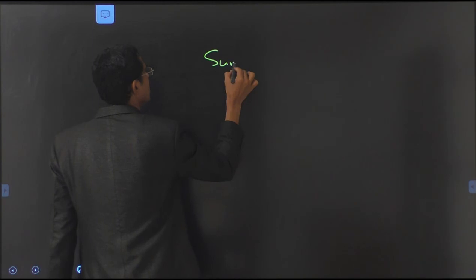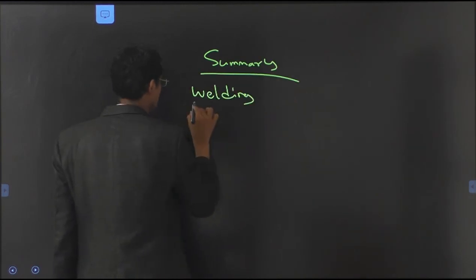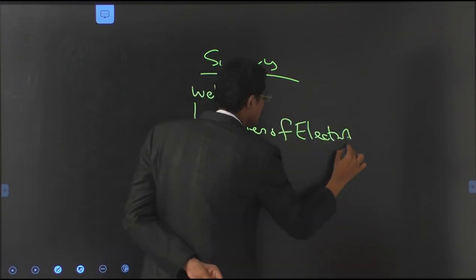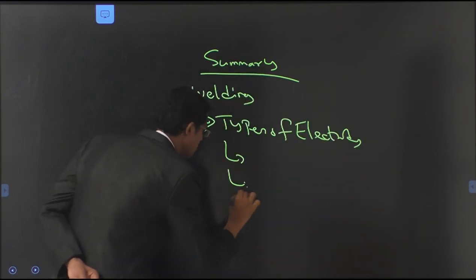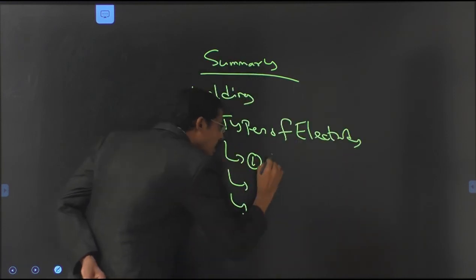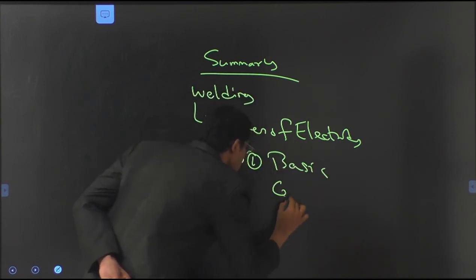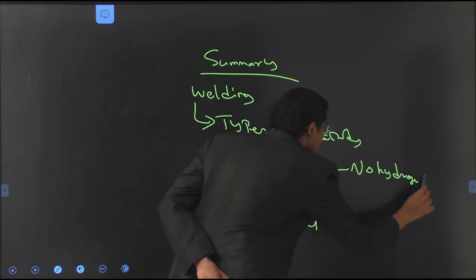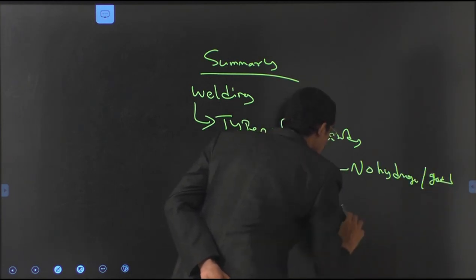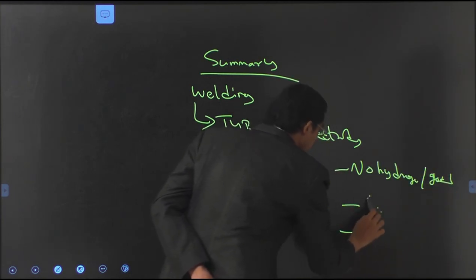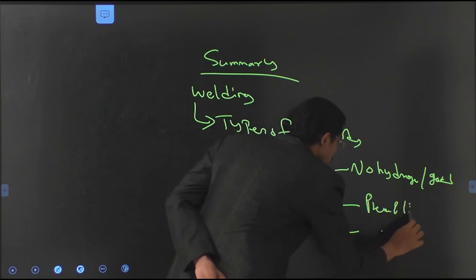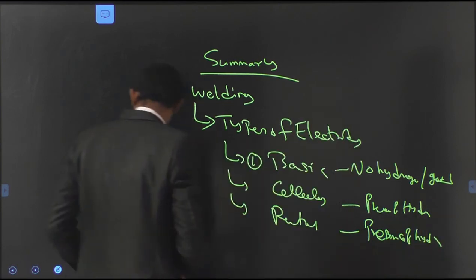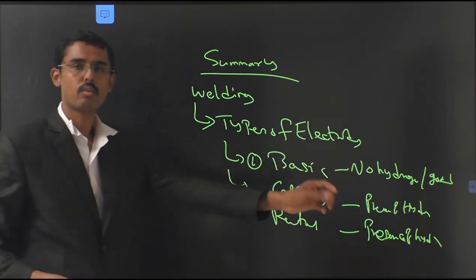So the summary: in welding, today we have seen the types of electrodes. In these types we have seen basic, cellulose, and then rutile. Here, no hydrogen and good properties; here there is presence of hydrogen; here also there is presence of hydrogen. So this is how we have seen the types of electrodes.